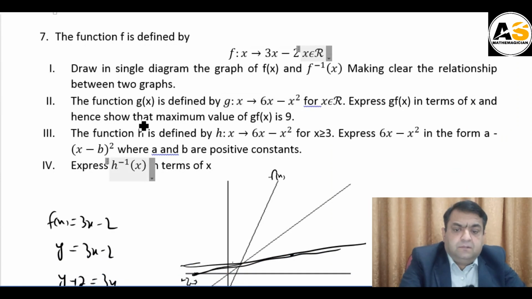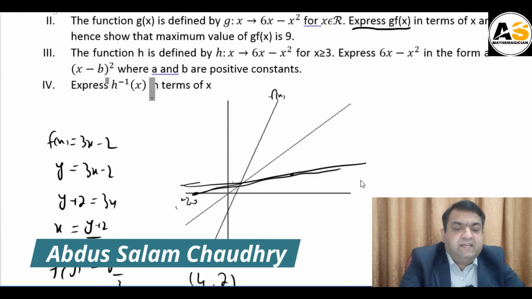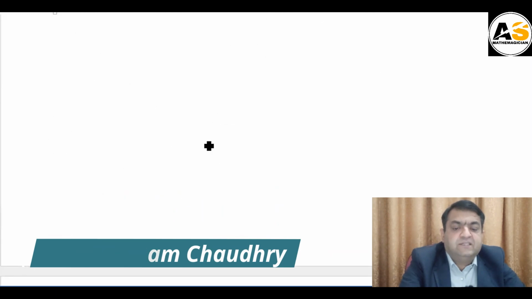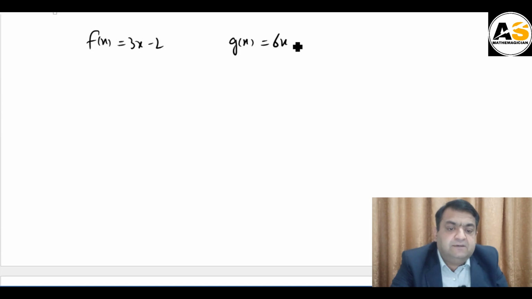In part 2, another function is defined, 6x minus x square, and we have to express this function g of f of x in terms of x. f of x is 3x minus 2, g of x is equal to 6x minus x square. We have to find g of f of x, and what will that be?